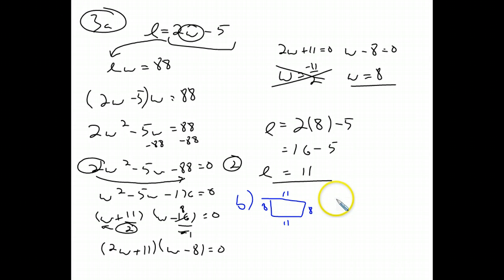Don't forget, perimeter is just adding up all the sides. So we have 11 and 11 is 22, plus 8 and 8 is 16, so 22 plus 16, 38, yes, centimeters. There we go, there's your perimeter.